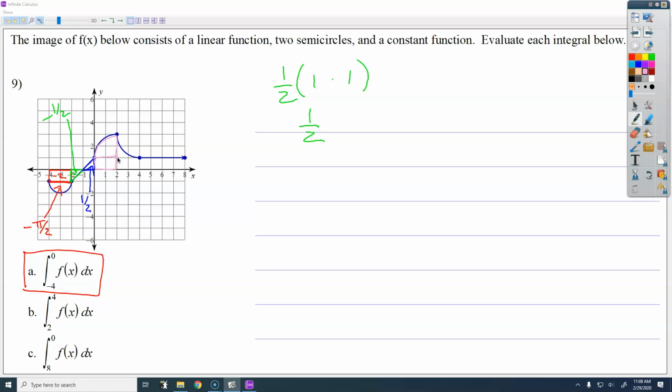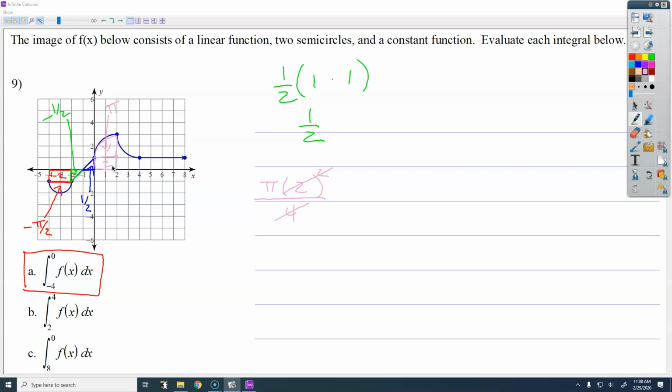So the area of a quarter circle is pi r squared over 4. Now the radius is 2, so 2 squared is 4, and the bottom is 4, so they just cancel. So the top of this thing is pi. This little piece in here is 2. So that whole interval from 0 to 2 is 2 plus pi, basically.